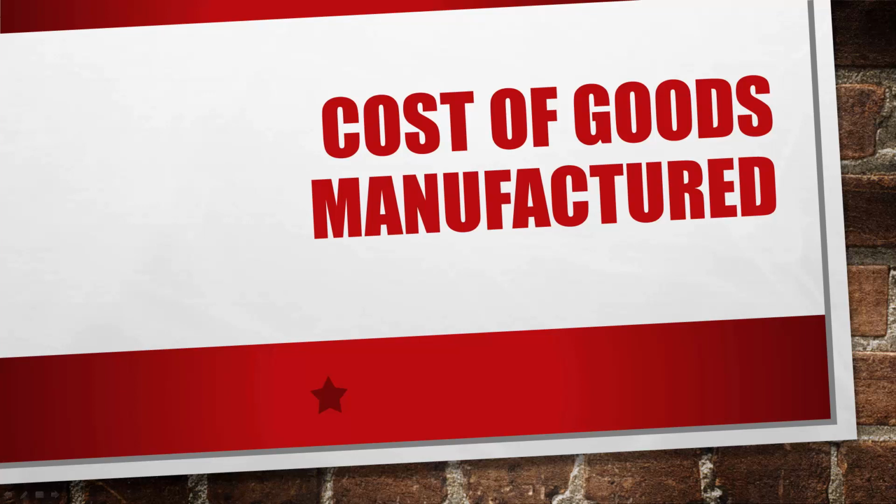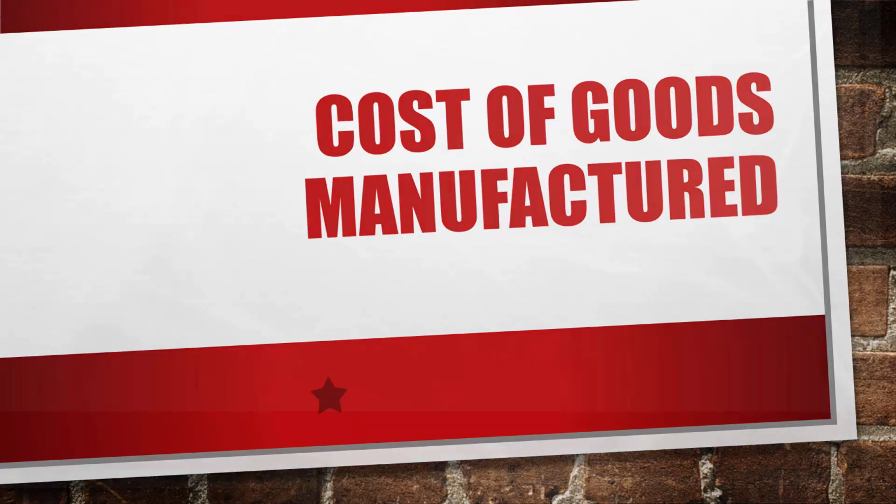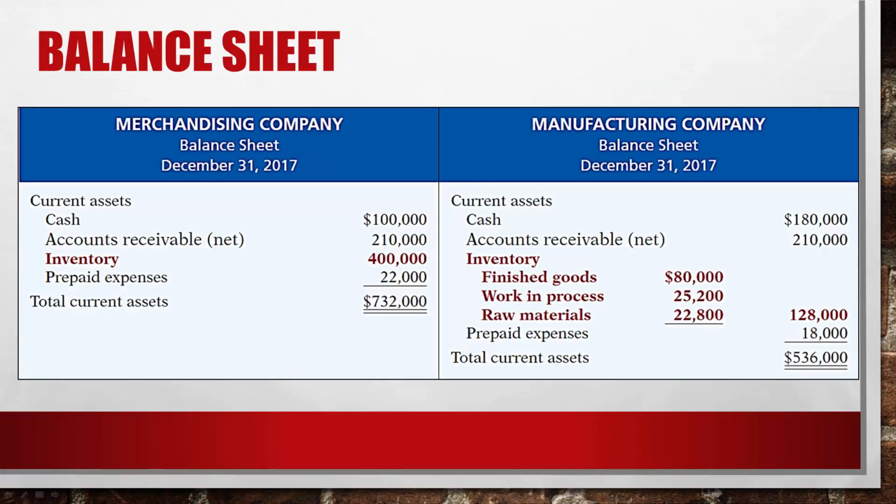Let's look at the cost of goods manufactured. Now, when we're talking about inventory, inventory is slightly different between a merchandising company and a manufacturing company. On the balance sheet, a merchandising company will only have one account for inventory because a merchandising company is buying a finished product from a supplier and turning around and reselling it to the consumer.